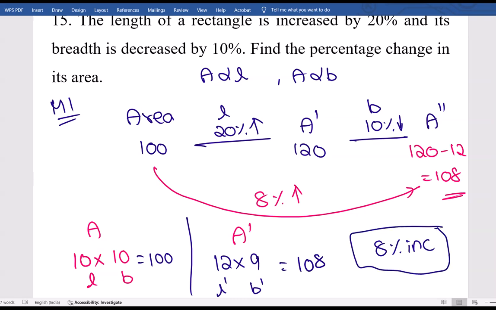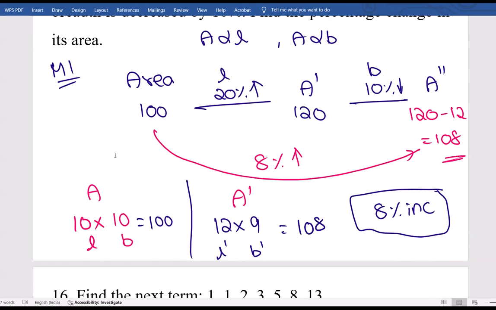Some people may be worried: sir, you applied length first, then decreased breadth. Listen, if you decrease breadth first and then increase length, the same answer will come. If you have a doubt, 100, 10% decrease means 90. 90, 20% increase means 90 plus 18, which is 108. It gives the same answer. I applied both at a time also for a clear picture: 10 into 10, then 12 into 9.